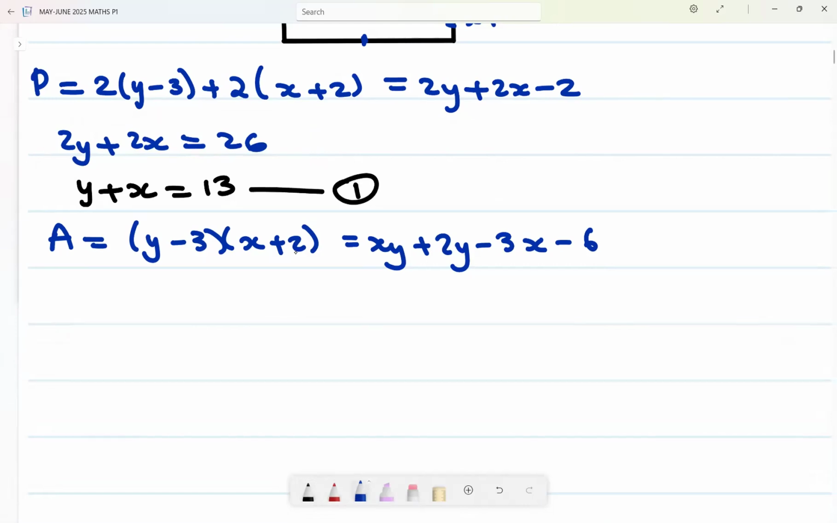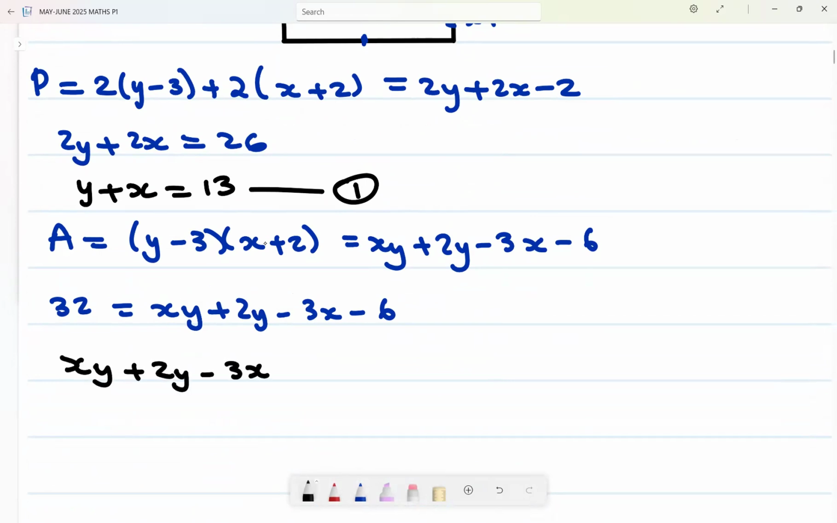And then my area is given to me as 32 square meters, and it's going to be xy plus 2y minus 3x minus 6. I cannot do anything here. Okay, I can equate it to 0 and say, therefore my equation is going to be 0 is equal to xy plus 2y minus 3x, and when I take 32 to the other side, it's going to be minus 38. It is equal to 0. Let this become my equation 2.